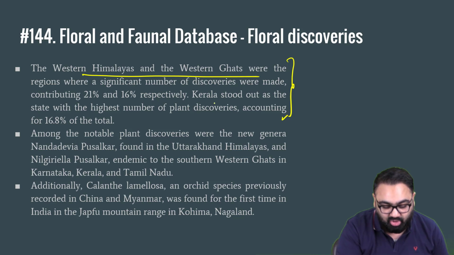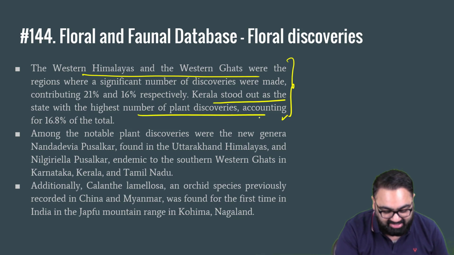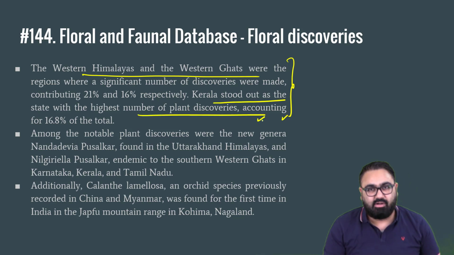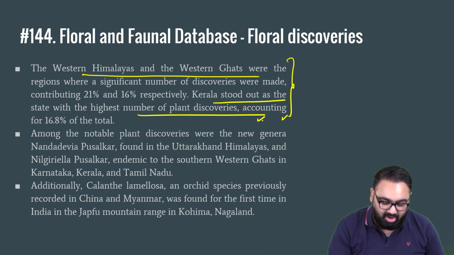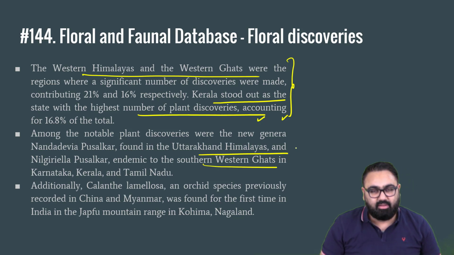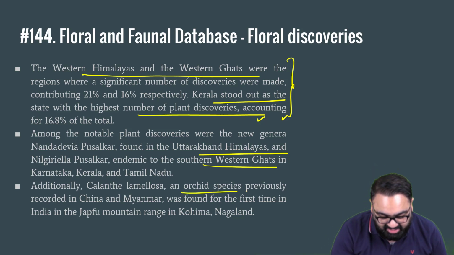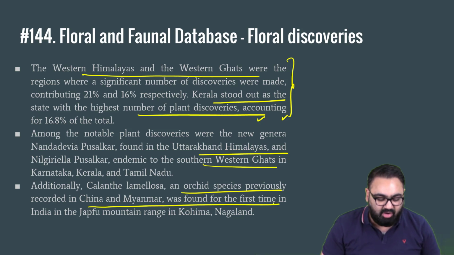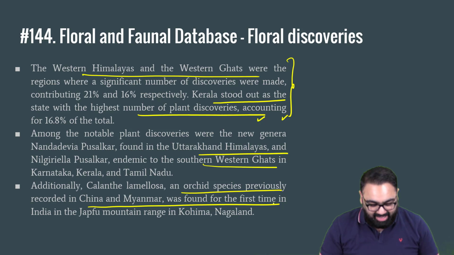Again, Kerala stood at the top with the highest number of plant discoveries as well. Most of the plants were also found in Uttarakhand, in southern Western Ghats, Karnataka, Tamil Nadu as well. Again, just focus on these and don't focus on exact numbers. Apart from that, new orchid species that were earlier only found in China and Myanmar were also found for the first time in Nagaland.